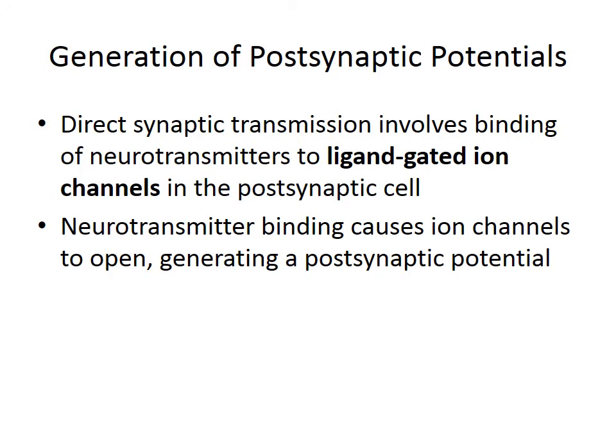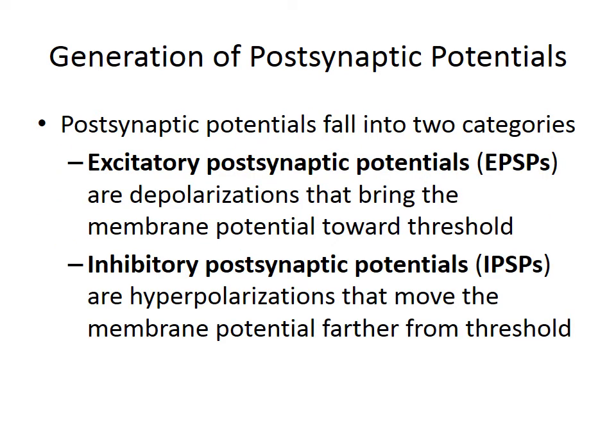So now we're talking about the generation of postsynaptic potential. So how does the next neuron do its job? Well, direct synaptic transmission involves binding of neurotransmitters to ligand-gated ion channels in the postsynaptic cell. Neurotransmitter binding causes ion channels to open, generating a postsynaptic potential. Postsynaptic potentials fall into two categories. So you can have two responses. Either an EPSP, which is an excitatory postsynaptic potential, or an IPSP, which is an inhibitory postsynaptic potential.